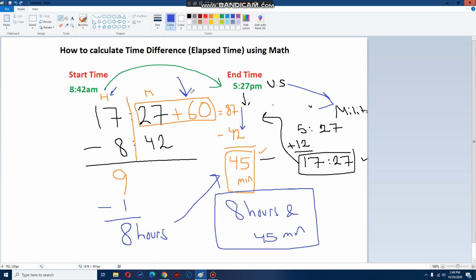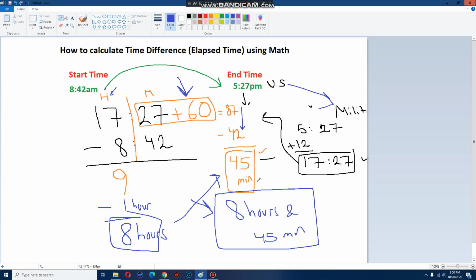However, because I added 60 minutes, as you can see over here, which means I literally added 1 hour of extra time, I have to minus that 1 hour on the hour side. So since 17 minus 8 is 9, I need to minus it by 1, or 1 hour. And when you do 9 minus 1, you're going to get 8. And combining the 8 and the 45, your answer will be the time difference.